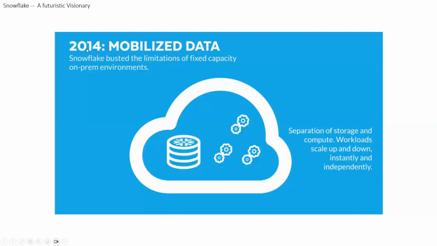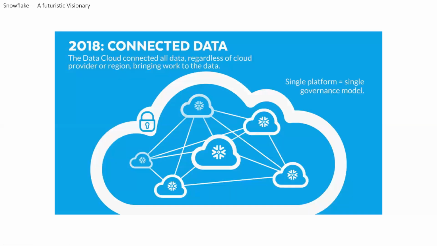Okay, so 2014 is where we mobilized this data into the cloud. Snowflake busted the limitations of fixed-capacity on-premise environments. That is when people started mobilizing the data to the cloud. Then we have this connected data. Not only that, the Data Cloud connected all data regardless of the cloud provider or region, bringing all the data to this one place.